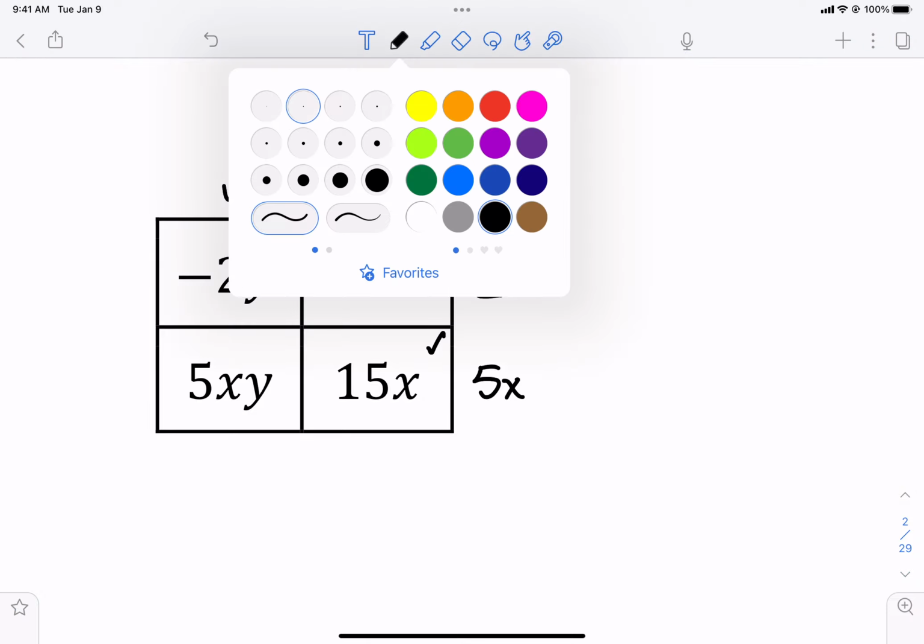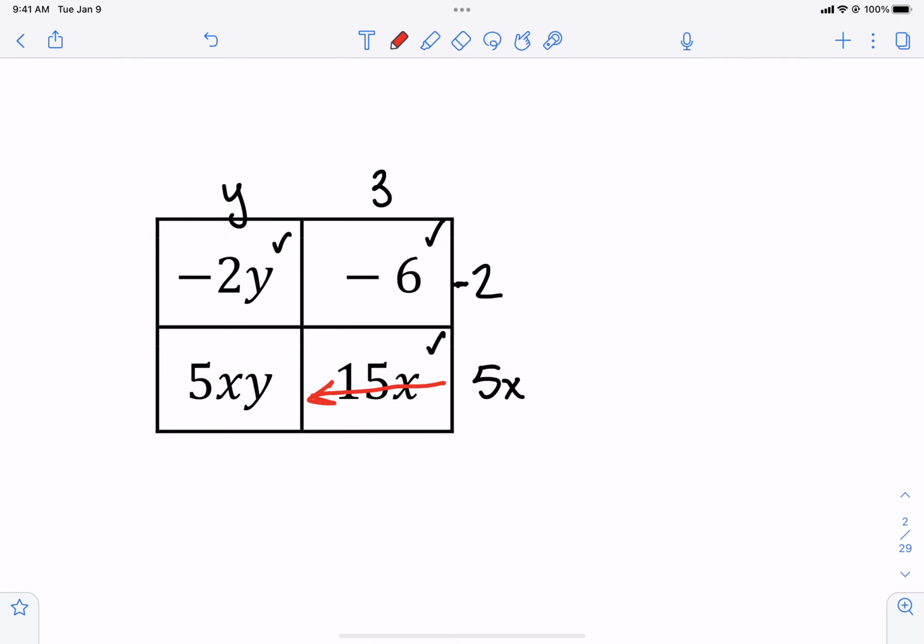Across the bottom, 5x times what is equal to 5xy? Well, 5x times y. So we know this bottom left box works as well. That's always the fun one, the last one. If you can get 3 of them to work, then the fourth one always works.